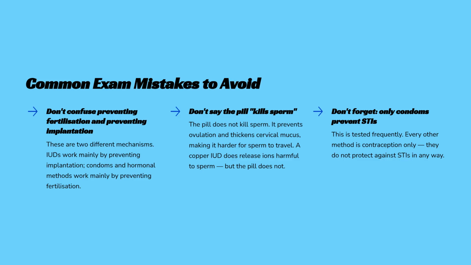Avoid common exam mistakes. Be precise. IUDs primarily prevent implantation, while pills and condoms prevent fertilization. Remember, the pill does not kill sperm. It prevents ovulation and thickens mucus. And always remember, only condoms protect against STIs.